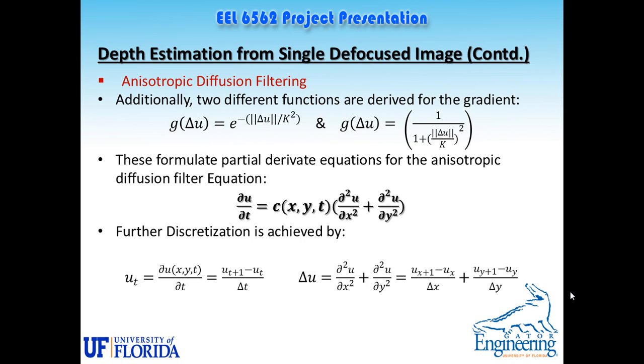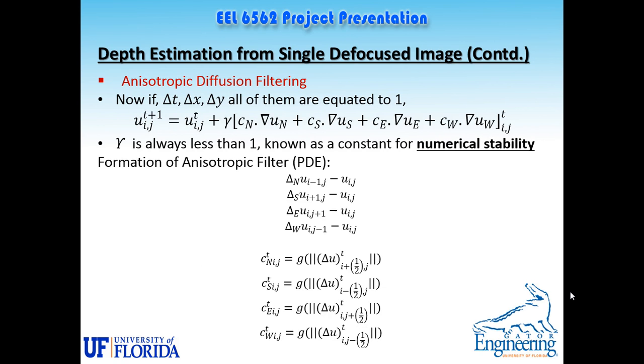The anisotropic filtering additionally has two different functions that are derived for the gradient. One is expressed as exponential and one is expressed as reciprocal. So this formulates the partial differential equation for the anisotropic diffusion filter, which is delta u by delta t equals C(x,y,t), which is the diffusion constant, times the partial derivatives del square u by del x square plus del square u by del y square. Further discretization is achieved by the following equation. I'm not going to go through the details over here.